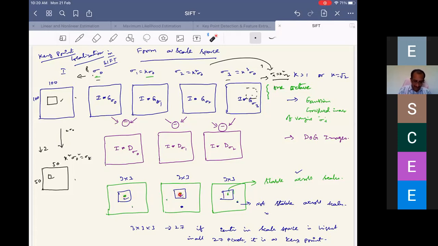If this has to be a key point, I look at a 3 cross 3 region in the downscale and upscale. Okay, that means one scale lower and one scale higher. Lower scale means sigma smaller, upper scale means sigma higher. That's how we are considering. And across these 3 cross 3 cross 3, if this center pixel is the maxima or minima also, because why are we considering maxima or minima?